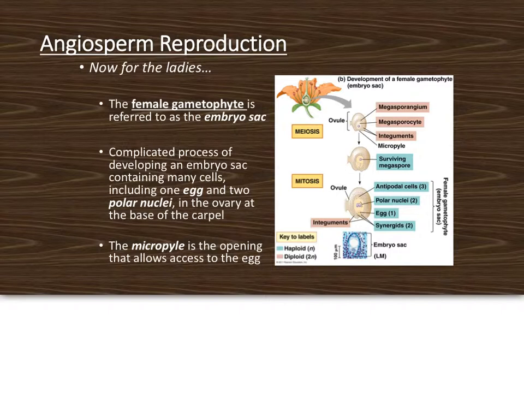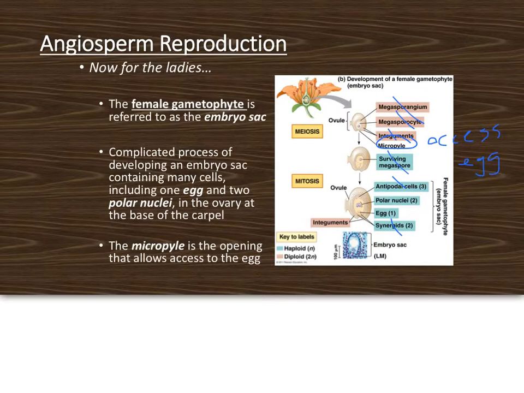Now, the development of the embryo sac is pretty complicated. It has a lot of cells. There's a lot of stuff in this picture that you see here that you really don't have to worry about, okay? Things that you don't really need to know. But you do have to know a couple things. And that is that the embryo sac has a small opening called a micropyle, and this is how the sperm can get in. Right? This is how you can access the egg.